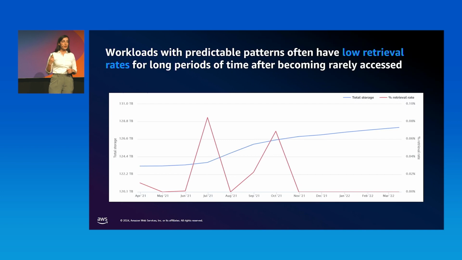This is again a screenshot of the S3 Storage Lens, which shows you a similar example. The blue line is the total volume of data stored, and the red line shows the retrieval rate per month. And often customers with predictable access patterns observe that the percent of data accessed each month is consistently low after the data becomes rarely accessed. So based on this, you can think about adding a lifecycle policy to move this data to a lower storage cost.